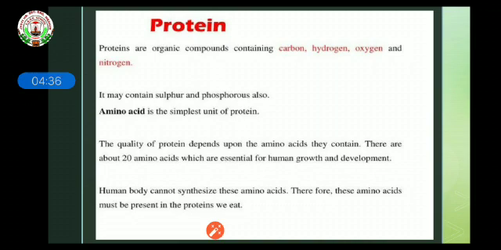That's why we are taking protein. And yes, the human body cannot synthesize these amino acids fully. All the 20 amino acids cannot be synthesized, which means our human body cannot create these amino acids. That's why we are taking external source food material for completing these essential amino acids. These amino acids must be present in the proteins which we are eating. Otherwise, there will be no use of taking proteins if the amino acids are not present.